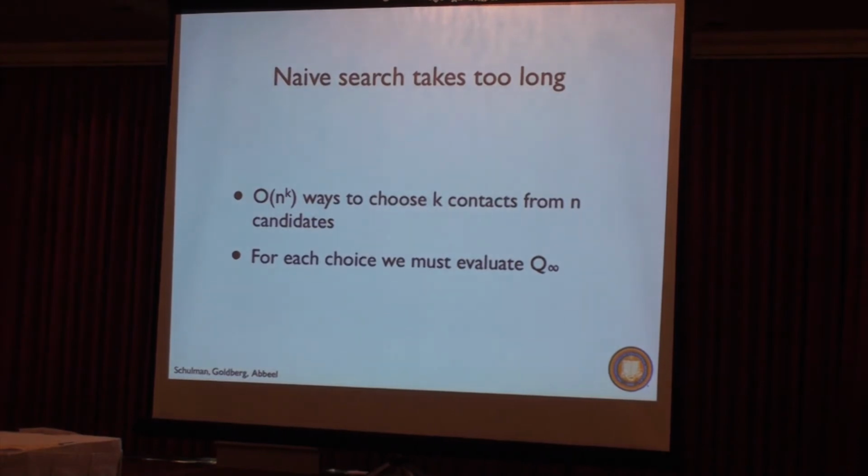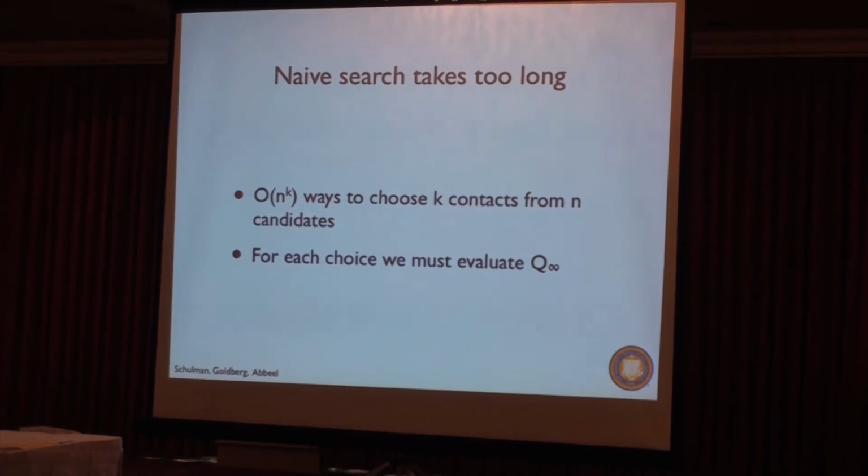So in our optimization problem, we're trying to choose k contacts out of n candidates. There are no formal results about the hardness of this problem, but a naive search would take too long in most cases, since you have order of n to the k ways of selecting these contacts, and for each choice you have to evaluate this quality metric, which is a non-trivial calculation in itself.